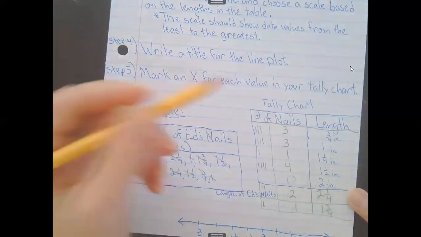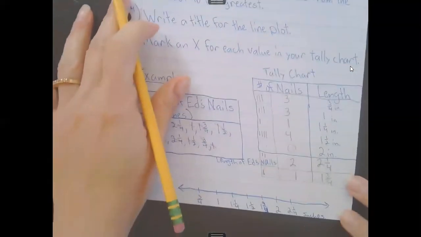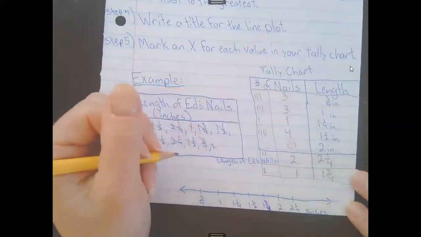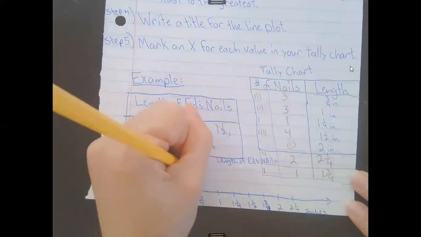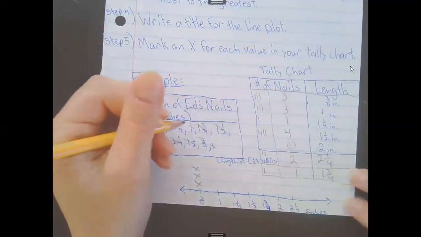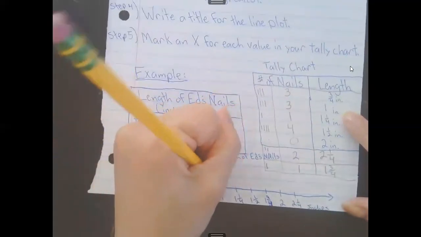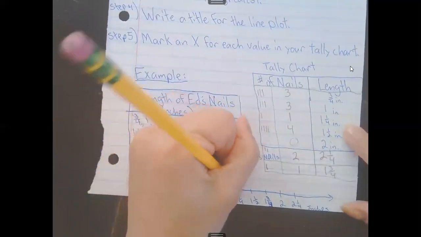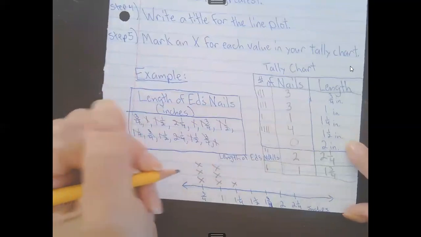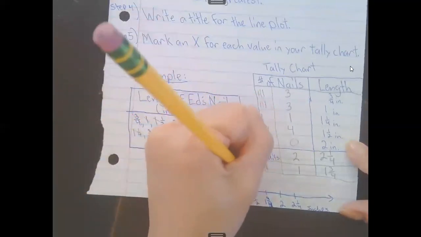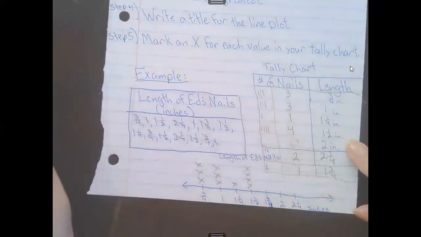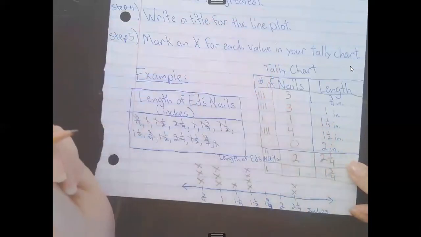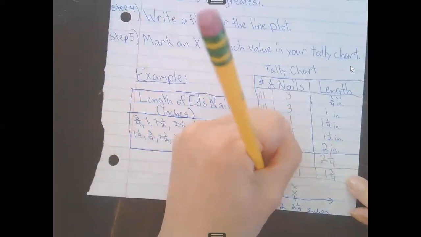So here's what I'm going to be doing now. I'm going to go down, and if you look, I have a little chart that I've designed. So for 3/4, I'm going to put 3 X's. For 1 inch, I'm going to do 3 X's. For 1 1/4, it only gets 1. For 1 1/2, I'm going to put 4. Then for 2 1/4, I'll put 2. And for 1 3/4, I'll put 1.